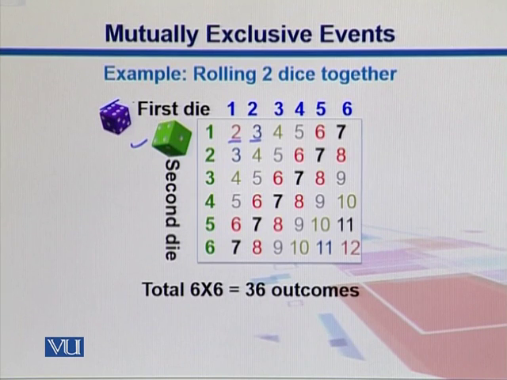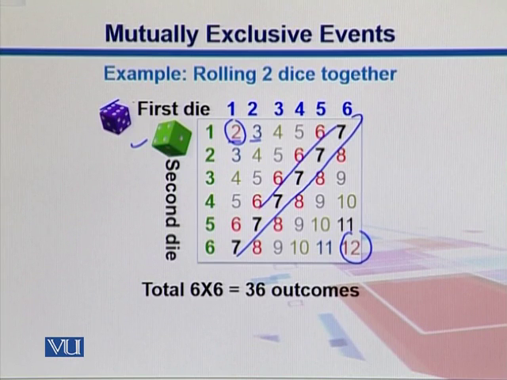The biggest sum is 12, where we can have 6 on both of them, and the smallest one is 2, where we can have 1s on both of them, and we can get more 7s here in the middle. So with these 36 events, we can draw different probability distributions.